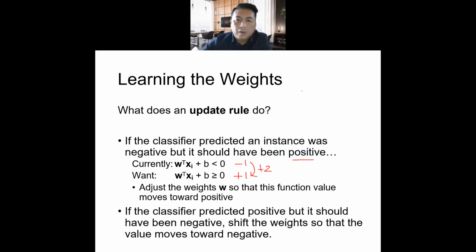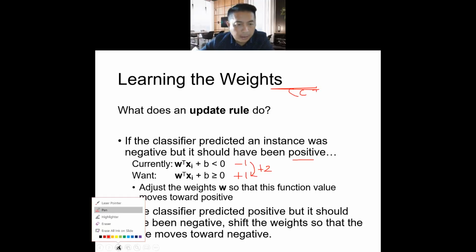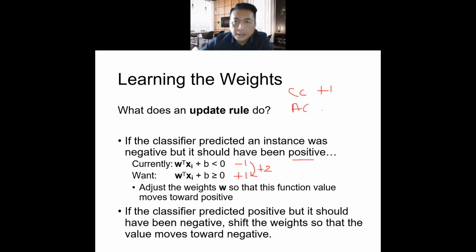On the other way around, if your current class is positive, but your actual class is negative, you want to reduce this so that it will become negative. So this is minus 2. You want to move the weightage so that it will go to the other class.